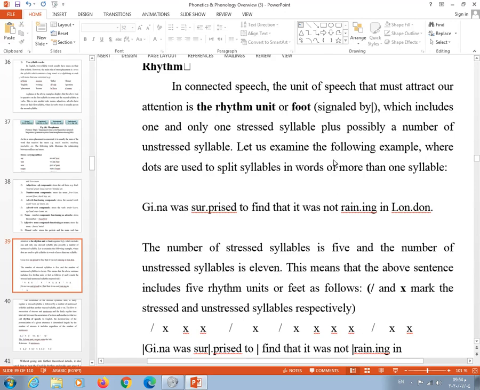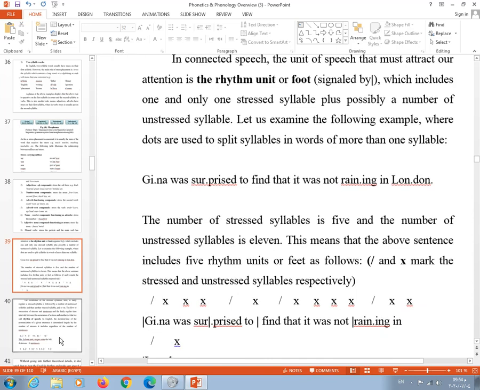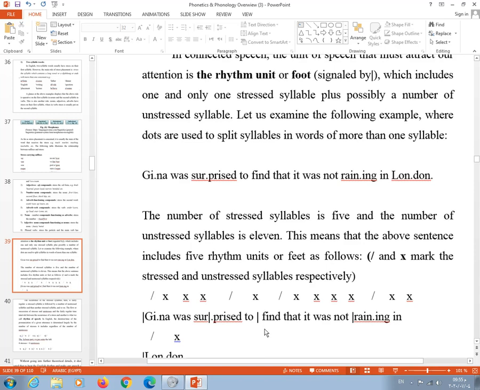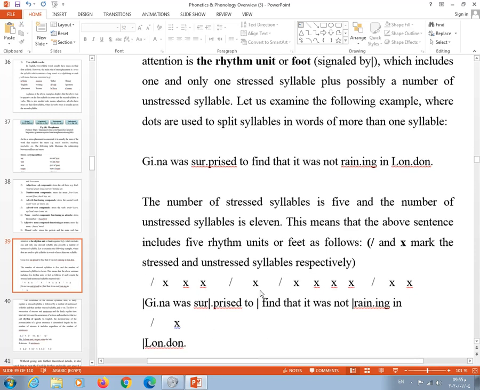Let's examine the following. For example, Gina was surprised to find that it was not raining in London. Here the number of stresses is five: Gi, prised, find, rain, and Lon. Five stresses and five rhythm units or five feet. So every rhythm unit starts with a stressed syllable, plus any number of unstressed ones, as you see in this particular utterance. And regardless of the number of stresses, all the rhythm units or feet must be said within the same amount of time.